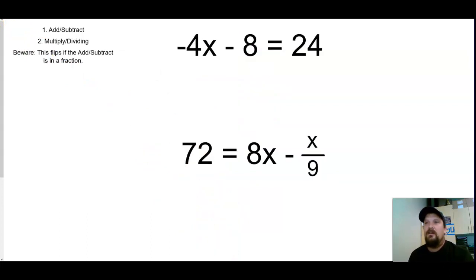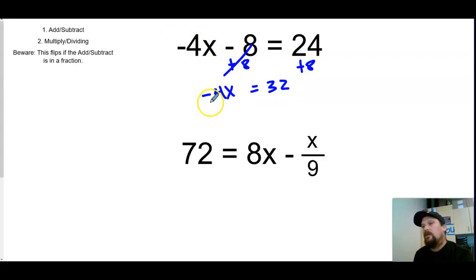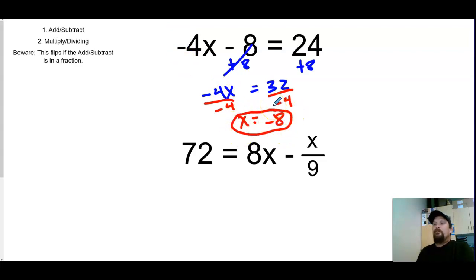Let's do these ones kind of quickly so this video isn't too long. The subtraction is not in any fractions. We're going to add 8 to both sides. These cancel, so bring down your negative 4x. 24 plus 8 is 32. The next step is to divide, since this is a multiplication. Divide both sides by negative 4, since there's a negative out there. We get x equals negative 8. Hopefully these are making sense. If not, you can pause the video and go back.